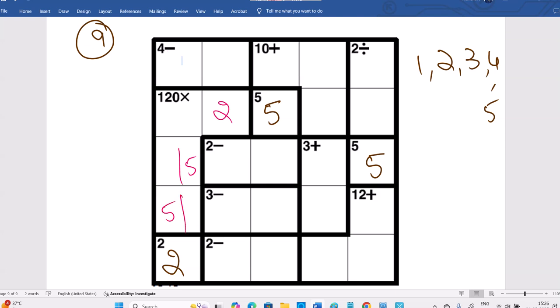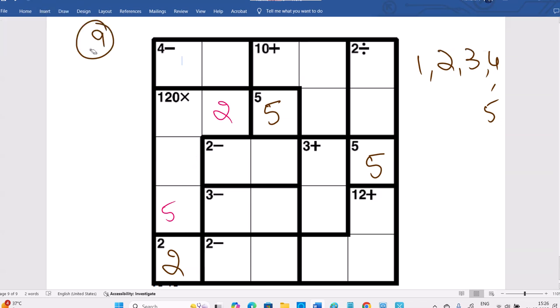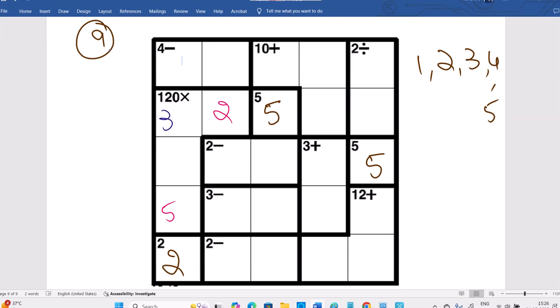Then, well, yeah, 5 cannot come as this row is already occupied. Good. So this must be 5. Now this can be 3 or 4. Either this will be 3 or 4, or this will be 4 or 3. Then the product of 2, 3, 4, 5 will be equal to 120.